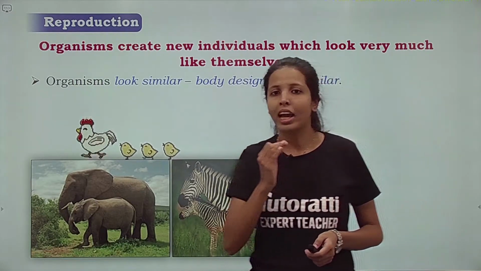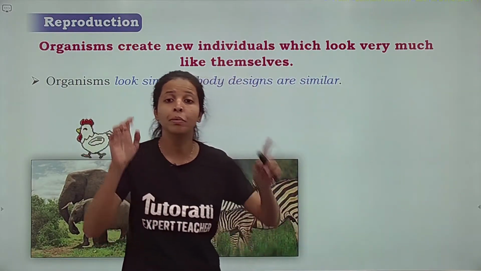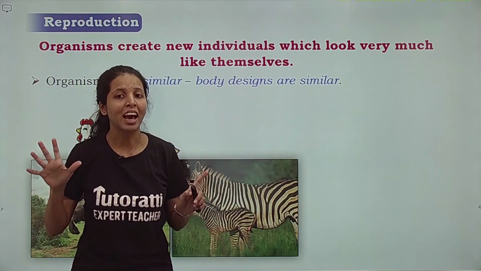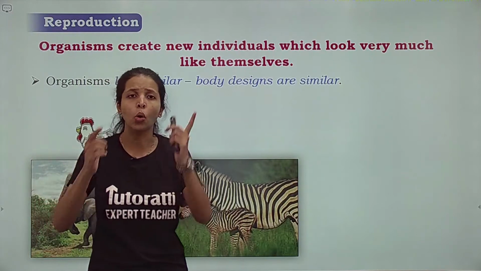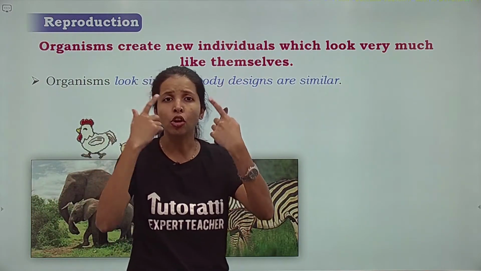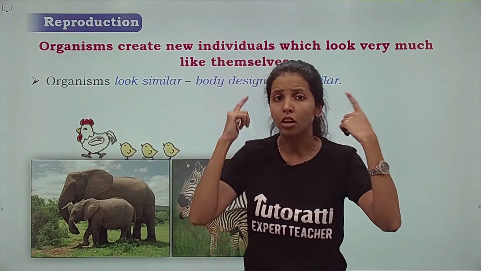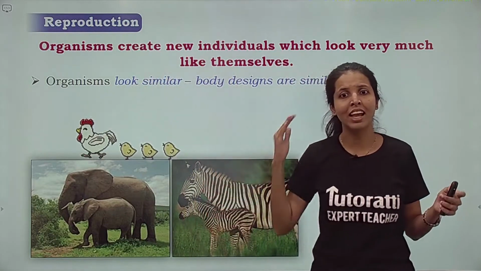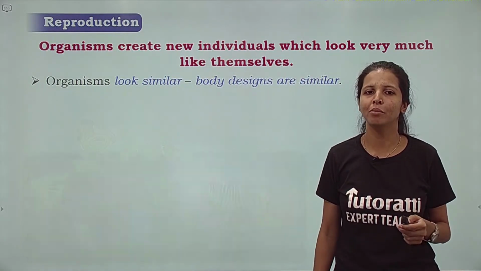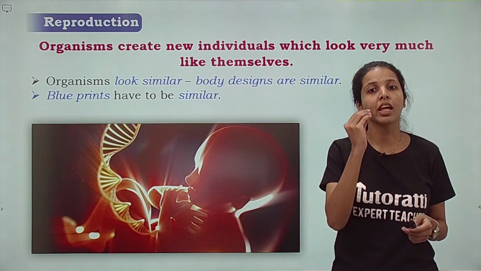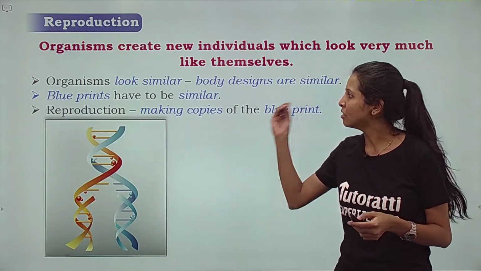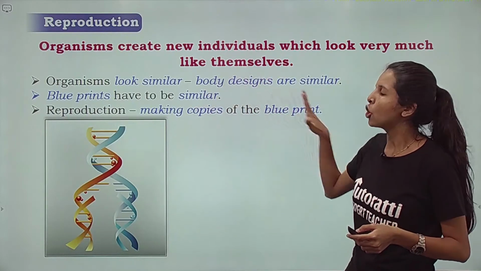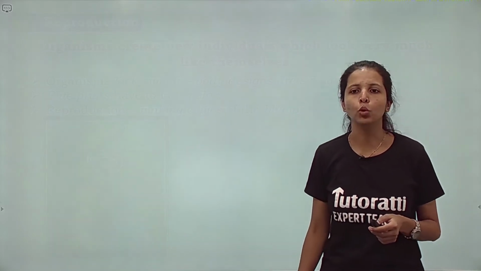When we say organisms look similar, मतलब क्या? Their body design is going to be similar. Human का baby अगर आप देखो, it is going to have the same pattern of eyes, the nose, the ears, the mouth, hands, legs. Body design काफ़ी similar होती है, which means their blueprints have to be similar. And reproduction is nothing but copying of those blueprints.